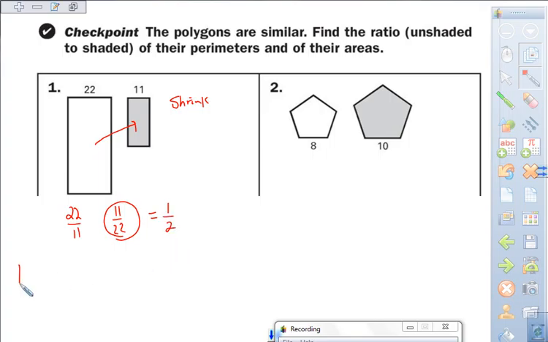So I'm going to make a table down here. This is for their perimeters, and this is for their areas. The ratio of the perimeters is 1/2, because we take half of 22 to get 11, and then to get our areas, we would square both of those. So then I get 1/4.